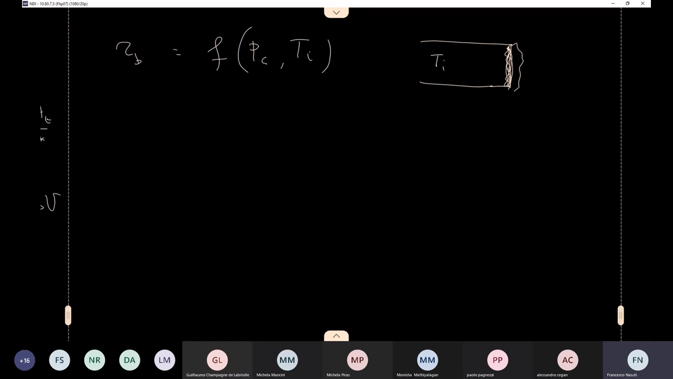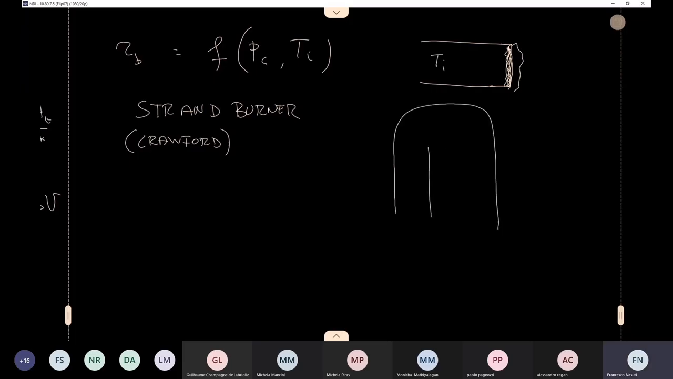So it's instructive to talk about the basic tool that has been used for the evaluation of this burning rate, which is the strand burner. It's also called the Crawford burner or Crawford bomb. And we have a vessel where we have inside the strand of solid propellant, which can be insulated on this side so that we can check only the velocity in this direction, of the displacement of the exposed surface.